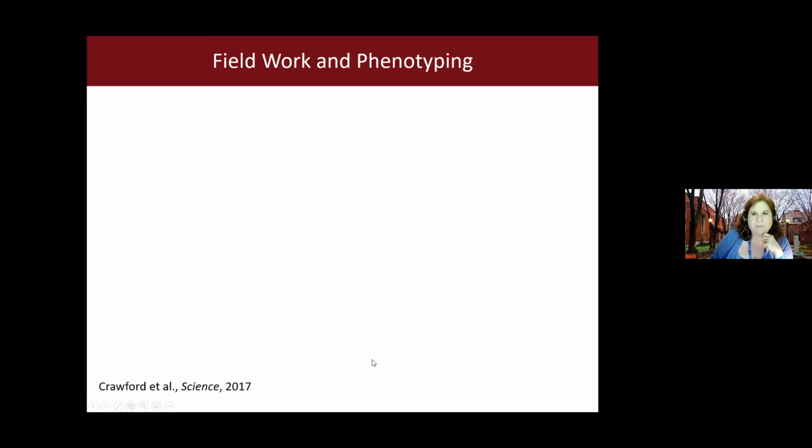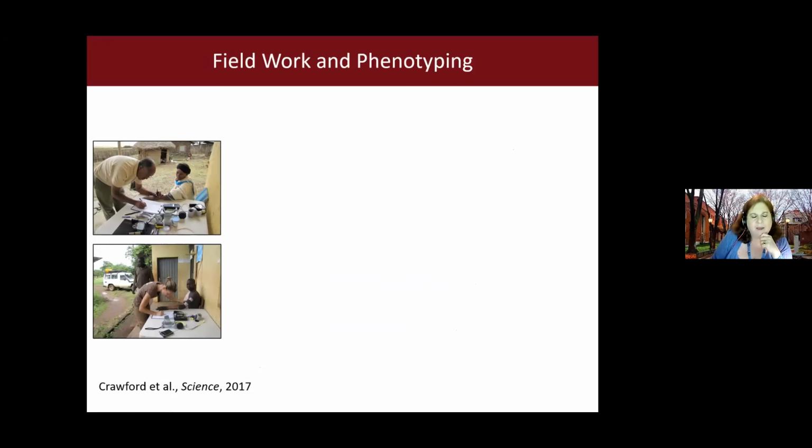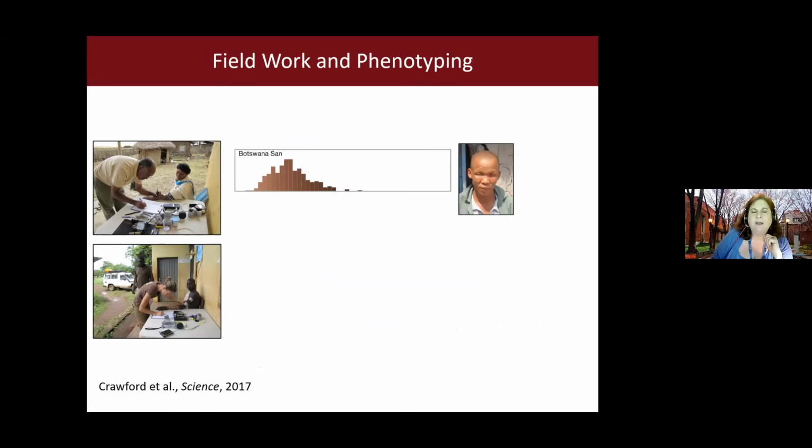So the way that we infer the pigmentation levels is you use a spectrophotometer and you shine a light under the arm, which is a region that isn't getting as much exposure to sunlight. And then you can look at the wavelength of the reflection, and from that you can infer the melanin levels.